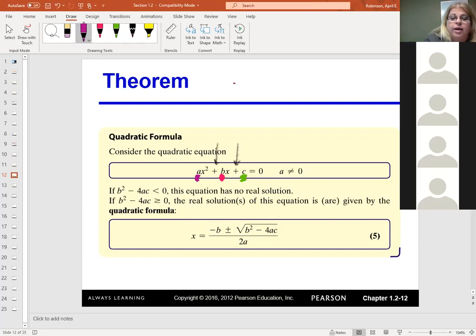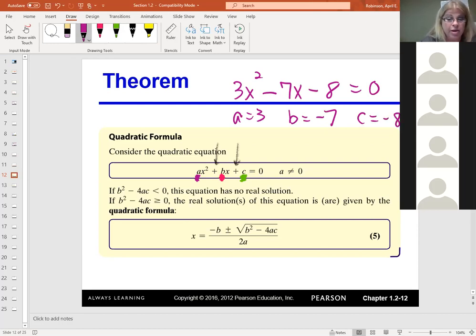You could have like 3x squared minus 7x minus 8 equals 0. All right. So then a would be 3, b would be negative 7, and c would be negative 8. So you might be grabbing negative numbers, but the general definitions usually have just plus signs in them.